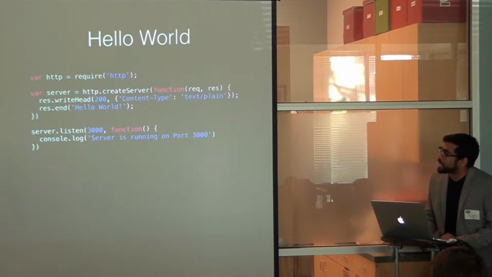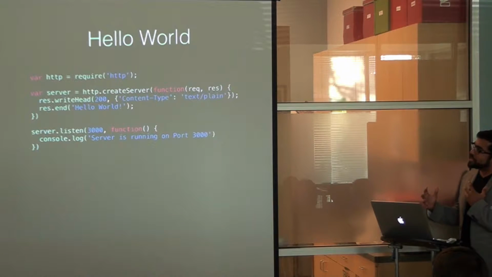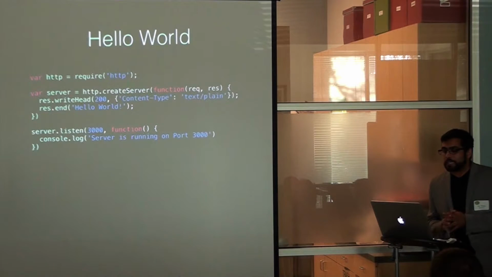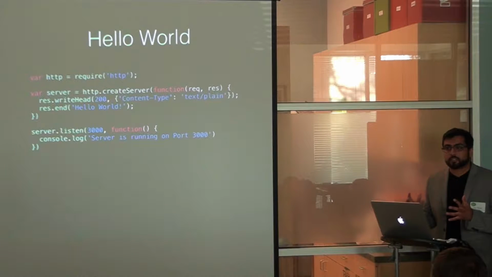So this is a simple Hello World app written in Node.js. And it basically just creates a server and writes Hello World to the response for every request that comes in. And it listens on port 3000. But the reason I wanted to show you guys this is that it's a perfect example of the Node.js programming style that kind of extends a typical JavaScript style that uses callbacks.